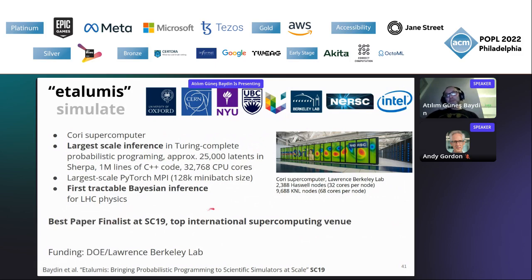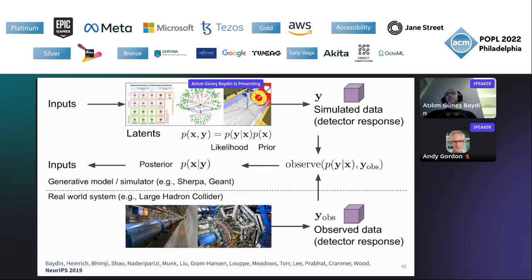Basically, the simulator was so big and we needed so many samples and a lot of work, so we initially developed all these tools to run on a supercomputer. We had some support from Lawrence Berkeley Lab, and we used the Cori supercomputer to deliver the first tractable Bayesian inference for Large Hadron Collider physics. So this was the beginning of all these tools and approaches that I'm presenting to you.